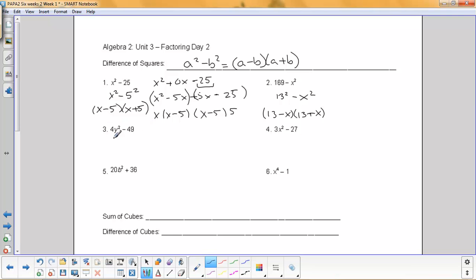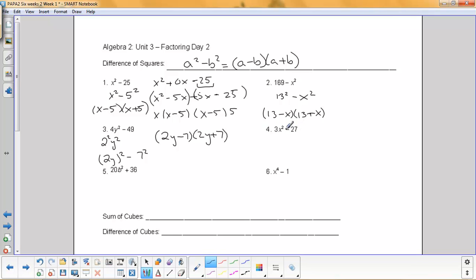Now this one incorporates a little bit of a different idea. What I'm going to do is I'm going to rewrite this as 2 squared y squared. Then I'll rewrite this as 2y quantity squared minus 7 squared. So there is your a term, there is your b term, and you get 2y minus 7 times 2y plus 7. Again, a little bit different look here.